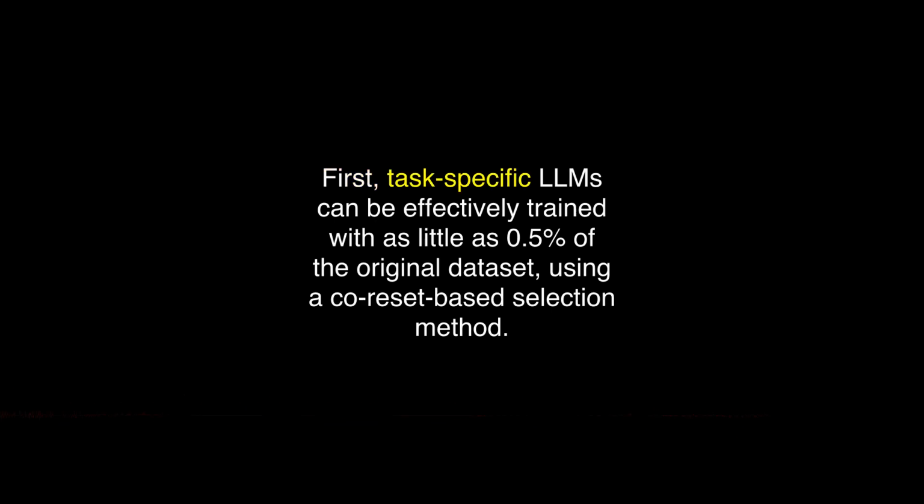Before we wrap up, let's summarize the key takeaways from this paper. First, task-specific LLMs can be effectively trained with as little as 0.5% of the original dataset, using a co-reset-based selection method. Second, increasing the diversity of instructions and tasks doesn't always help. For specialization, a single instruction and focused data can be more effective.